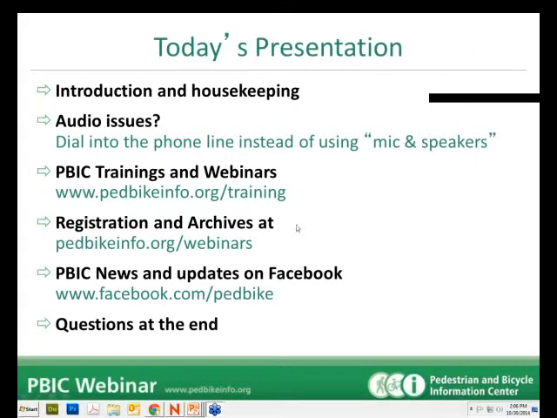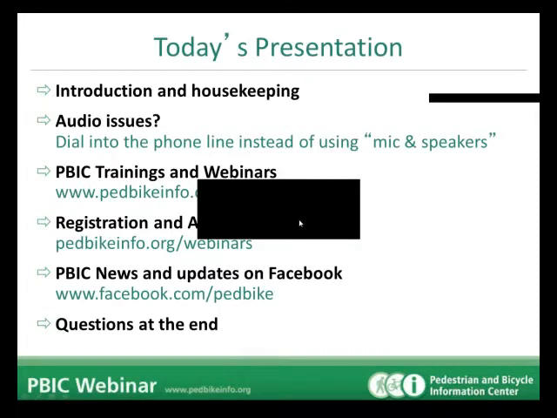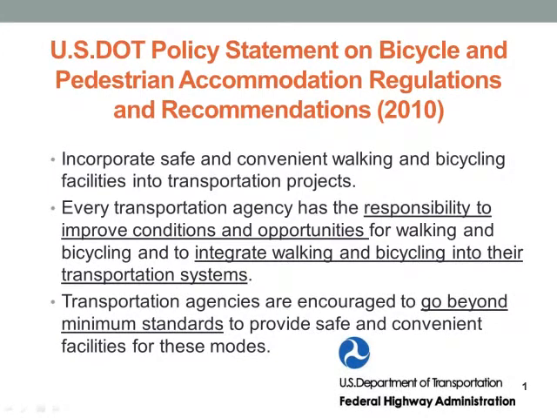Thank you, James. Welcome, everybody. I'm Christopher Dowse with the Federal Highway Administration, and I am proud to be an employee of the Federal Highway Administration. We have some excellent pro-bicycle, pro-pedestrian policies in place. Back in 2010, we had the U.S. Department of Transportation statement on bicycle and pedestrian accommodations and regulations, which talk about incorporating safe and convenient walking and bicycling facilities into transportation projects, that every transportation agency has the responsibility to improve conditions and opportunities for walking and bicycling and to integrate walking and bicycling into their transportation systems. And we encourage everybody to go beyond the minimum standards and really consider how to provide safe and convenient facilities. And with that, there are also some equity and environmental justice considerations.